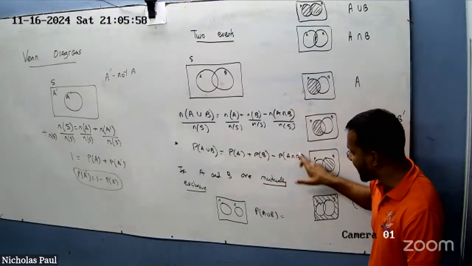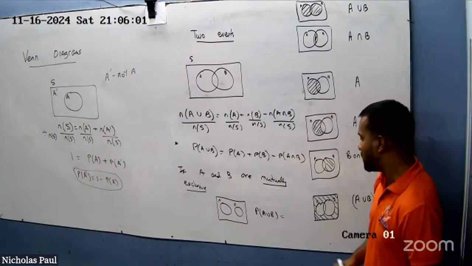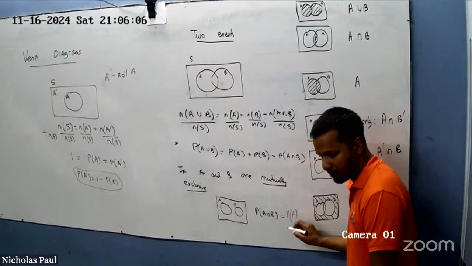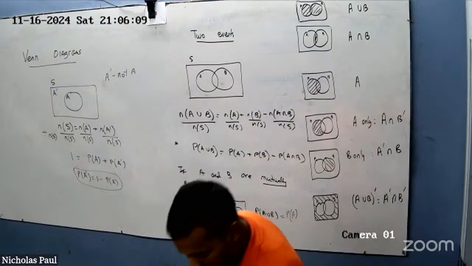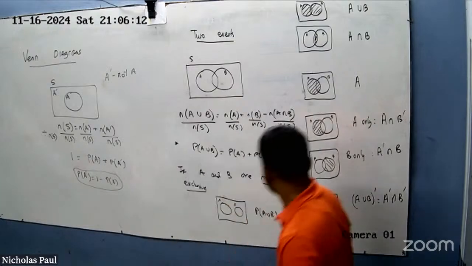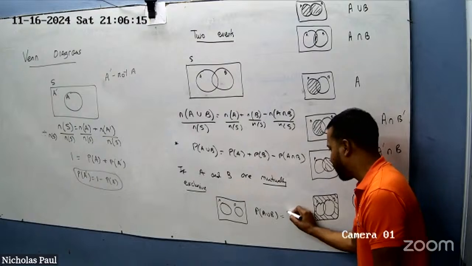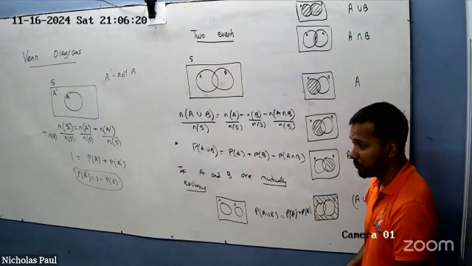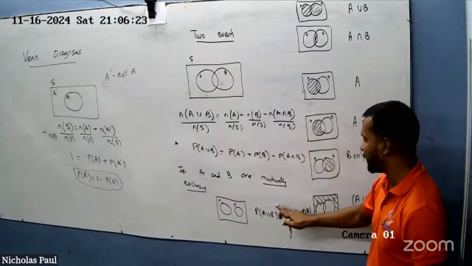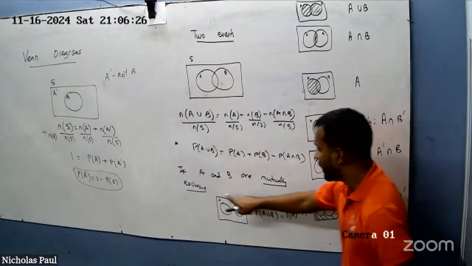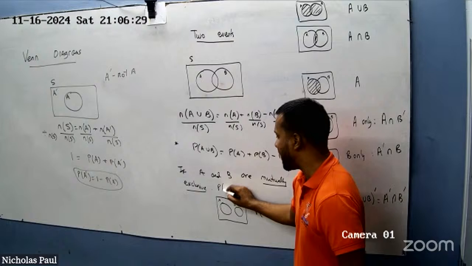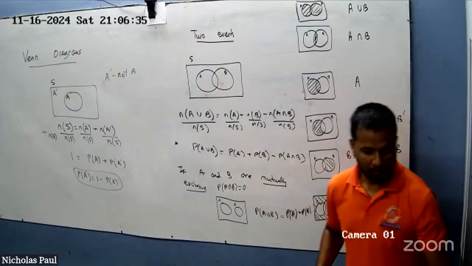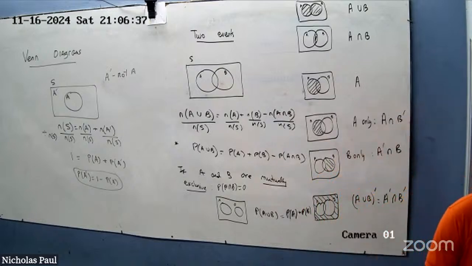But if they don't intersect, this value here is what? 0. So therefore, A union B is simply the probability of A plus the probability of B. That's okay? Nothing to do with intersect because intersect is 0. So make a note of that. Mutually exclusive means, if you see that word, it means that A intersect B is 0. All right? Try to copy that down.